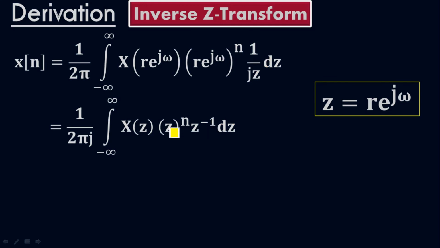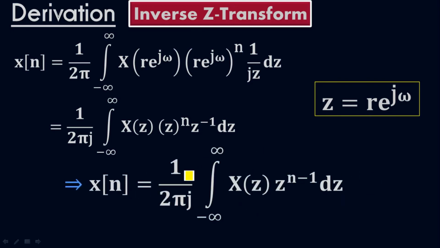Here my base is z, and here the base is z. Can I add their powers? Yes. By adding their powers, I will get x of n equals 1 over 2 pi j into integral of x of z times z to the n minus 1 times dz. We know both the terms have the same base, so their powers will be added. n plus negative 1 becomes n minus 1. And there we got the proof. That's how we derived the inverse z transform equation. This is the inverse z transform equation.